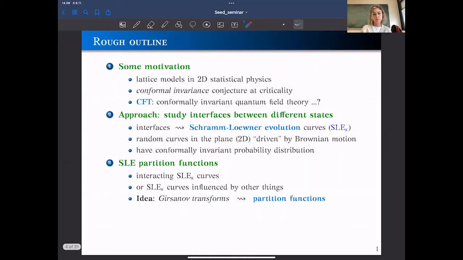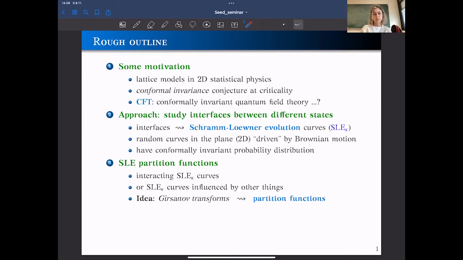Then, going more directly to conformal field theory, I will describe how these curves interact together. If you have many of these curves, there's some interaction, and that should have something to do with conformal field theory.